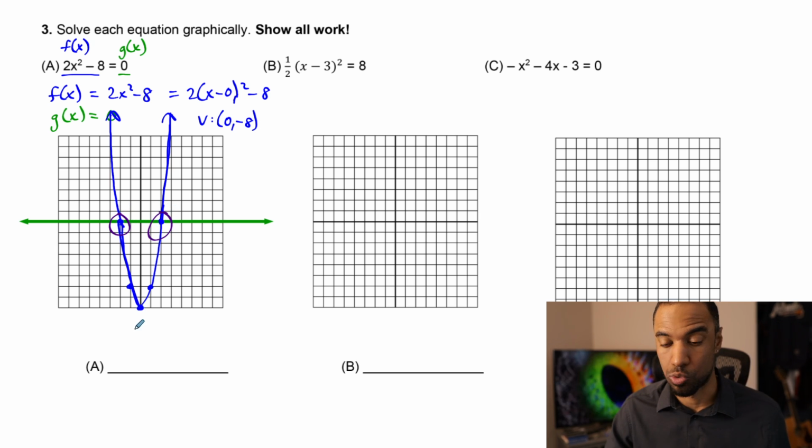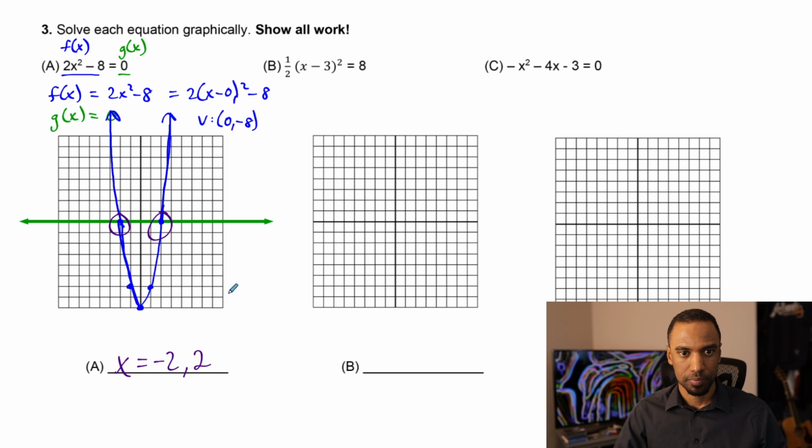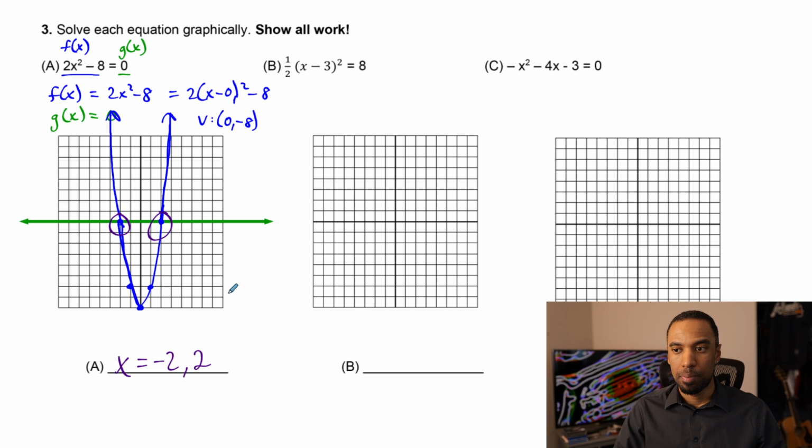What they're asking, though, is what x values do these points intersect at? X values, not coordinate pairs. What x values? The x values are negative 2 and positive 2. That's your solution. That's it.